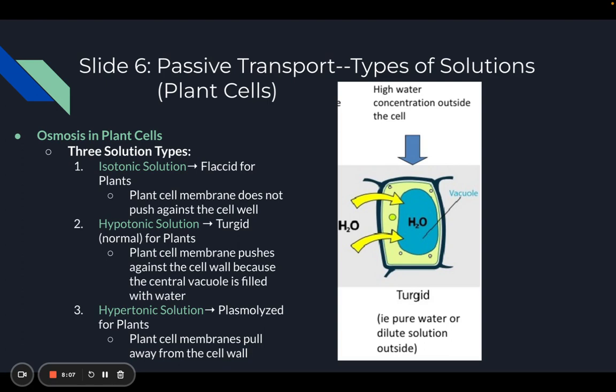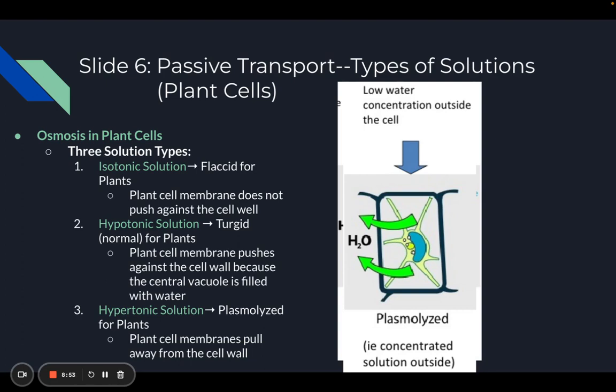As you know, if you have ever owned a plant, you give it tap water or rainwater. You don't add any salt to your plant water before you give it to them because you want the solution to be hypotonic. So the plant cell membrane will push against the cell wall, and that creates some pressure and some structure for that cell. This is what we call a turgid structure, and again, normal for plants.